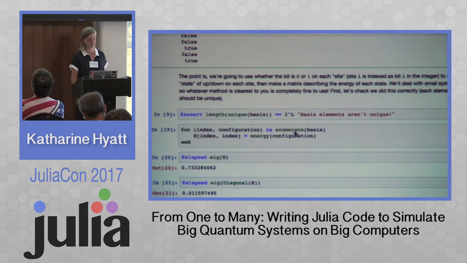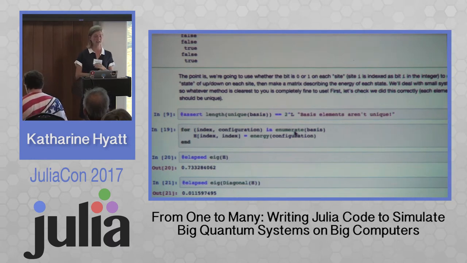We're going to use whether the bit is zero or one on each site to write down whether the state is up or down on that site. Then we make a matrix using those integers to describe the energy of each state. Maybe I'm beating this horse to death, but this is going to be important later when we make things more general.